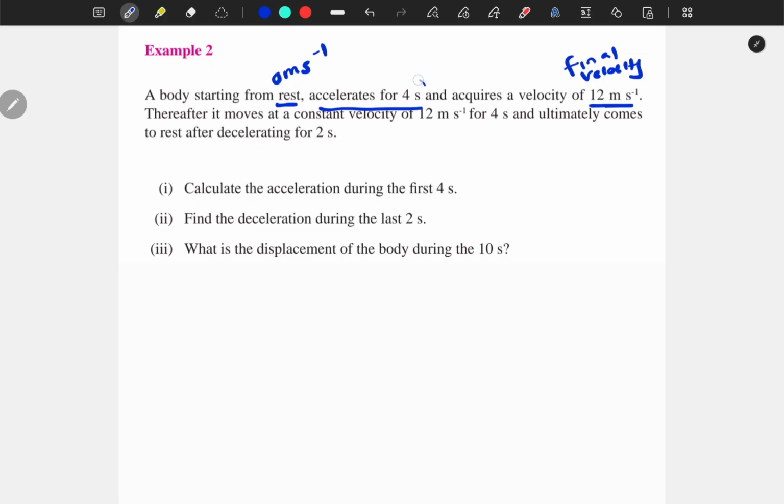In the first 4 seconds. So the first question asks, you can pause the video and answer. What is the acceleration during the first 4 seconds? You can pause the video and answer.